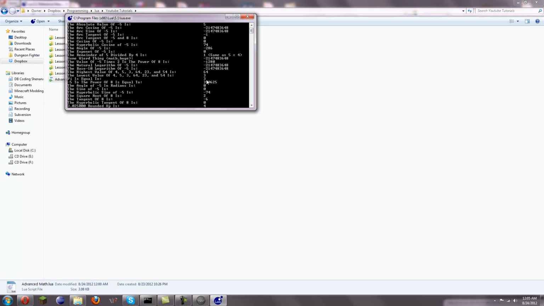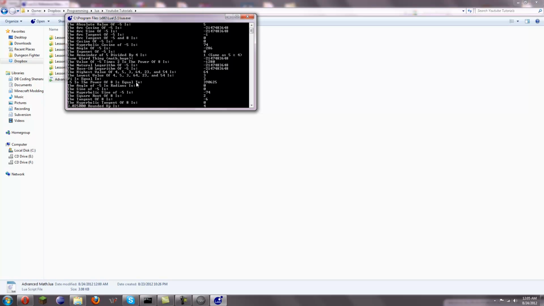Pi is equal to 3, apparently. I'd rather just do like 3.14, it's more accurate. Or 3.1415 or something. Whatever, I probably wouldn't use that for calculating the circumference of things, because it's not going to be very accurate. -5 to the power of 8 is equal to 390,625.